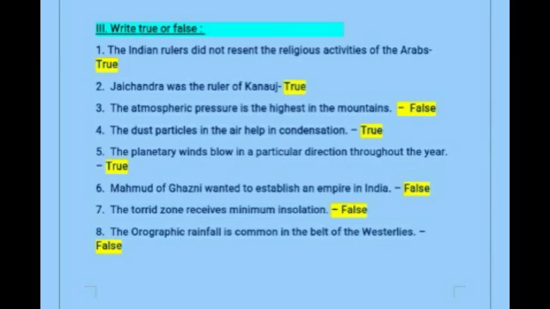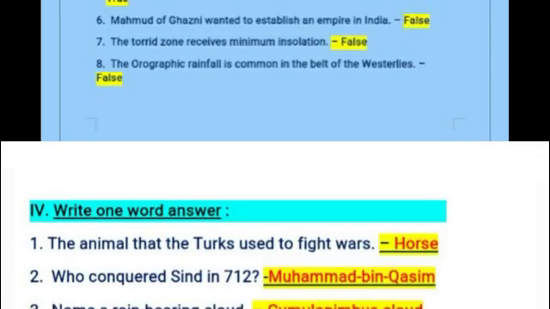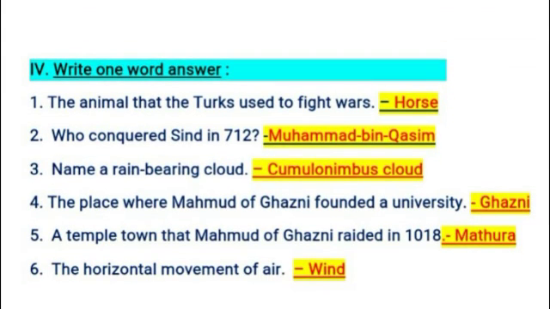Fourth one, the dust particles in the air help in condensation. Yes, it is true. Next one, the planetary winds blow in a particular direction throughout the year. Yes, it is true. Sixth one, Muhammad of Ghazni wanted to establish an empire in India. No, it is false. Next, the torrid zone receives maximum insolation. False. Next, the orographic rainfall is common in the belt of the westerlies. This false again. So, next Roman letter is write one word answer.